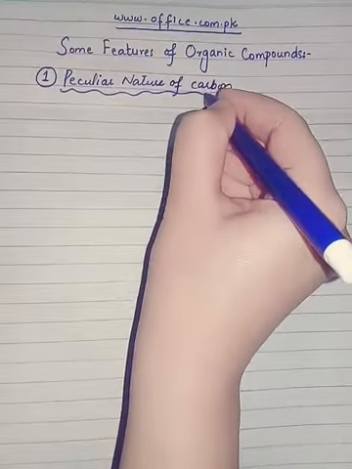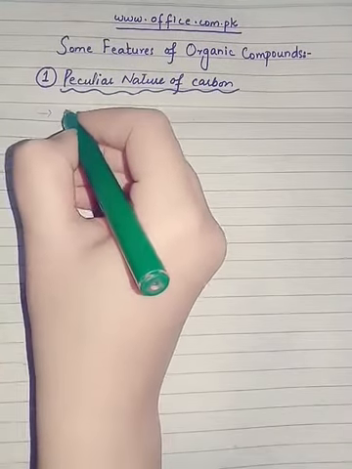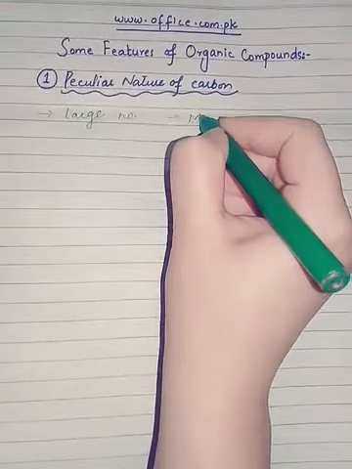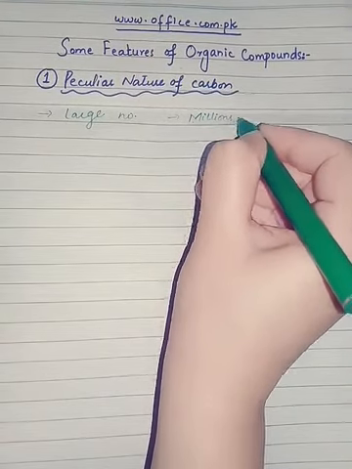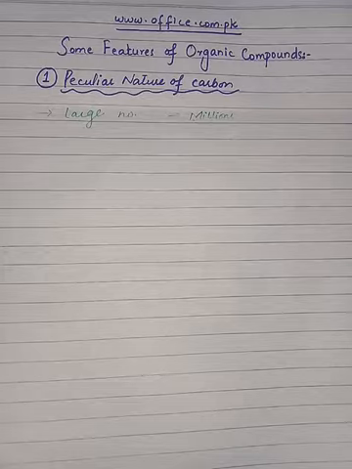Now, as we all know, carbon is the fundamental element which is present in all the organic compounds. So, carbon has the ability to form a large number of organic compounds, and there are millions of organic compounds known at present. Means we know that millions of organic compounds have been synthesized up till now.